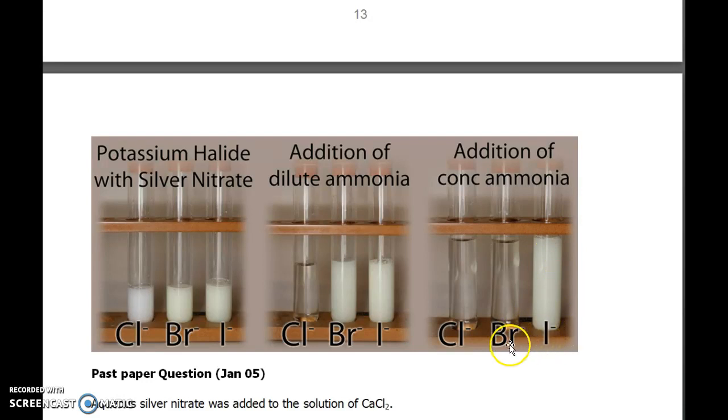Okay, the next video on halide ions will look at their reaction as reducing agents.